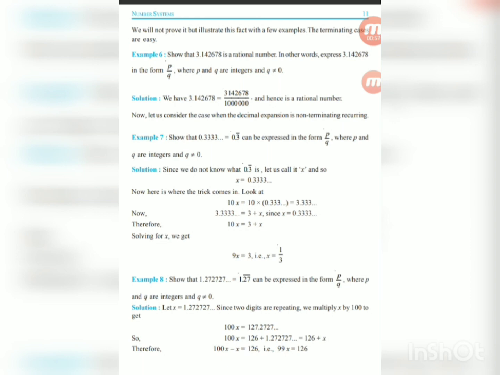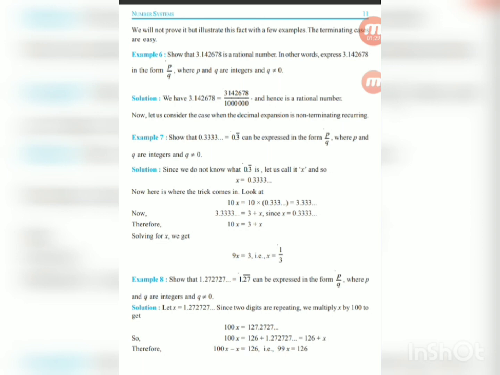Solution. We have 3.142678 is equal to 3142678 upon 1000000 and hence is a rational number. Here you can see after decimal there are 6 digits, so we put 6 zeros in the denominator and we make a rational number. Now example number 7.